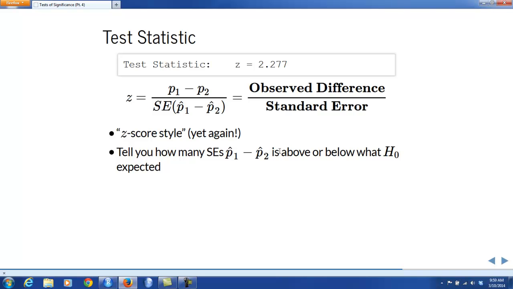The test statistic again is called Z, and I'd like to talk a little bit about how it's made. The actual formula for it is P1 hat minus P2 hat, those should be hats there, divided by the standard error for P1 hat minus P2 hat. As we'll see in a minute, this constitutes an observed difference divided by the standard error for this difference. So it's Z-score style yet again, and it's going to tell you how many standard errors P1 hat minus P2 hat is above or below what the null hypothesis expected.